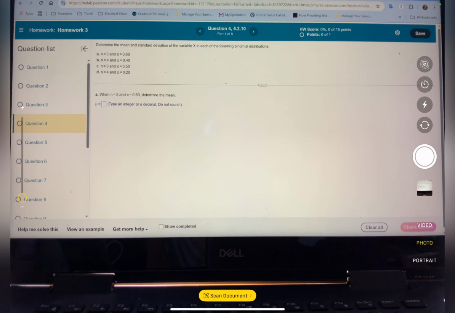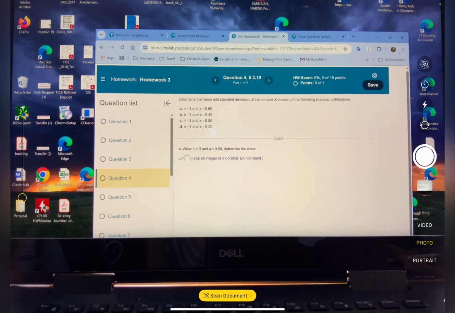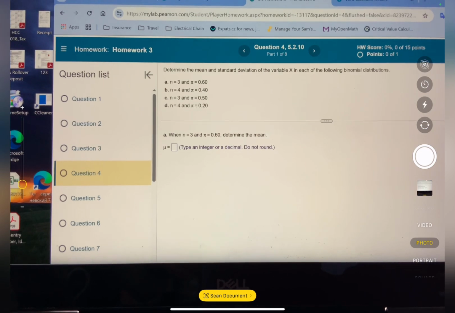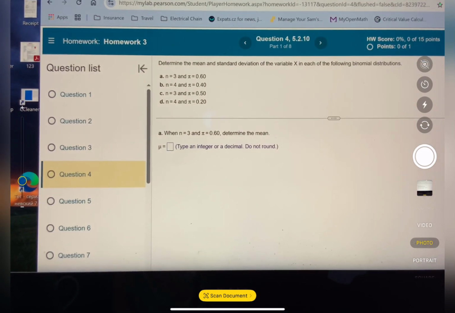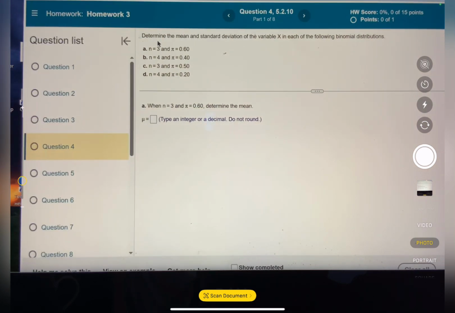So what do we have? Let me bring it closer so you can see better. Okay, that's good. So first of all, we need to understand that we are dealing here with binomial distribution, because it says determine the mean and standard deviation of the variable x in each of the following binomial distributions. Let me explain real quick what binomial distribution means.